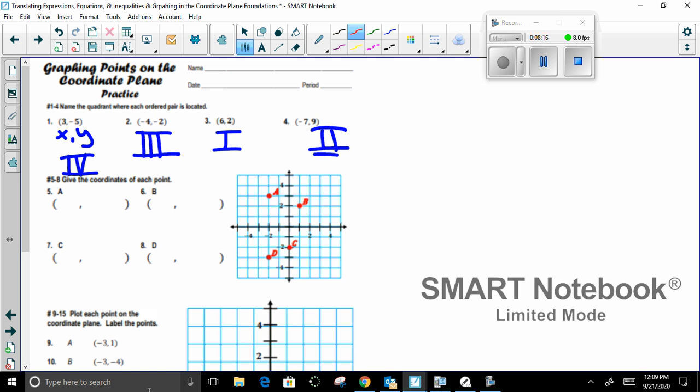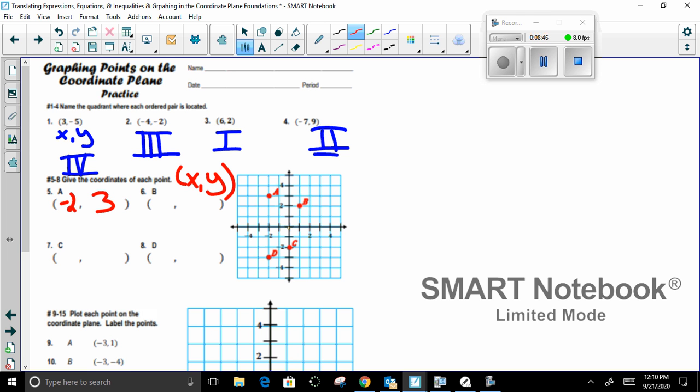All right, give the coordinates of each point. So I'm given points and I want to know the coordinates. Remember, the coordinates of your point would be your x and then your y. X always comes first, so you're going horizontally first. In order to get to A, do I need to go horizontally to the left or to the right? I need to go to the left, so it's 1, 2, which is -2. And then do I need to go vertically up or down? I need to go up, which is 1, 2, 3. So (-2, 3) is my point there.